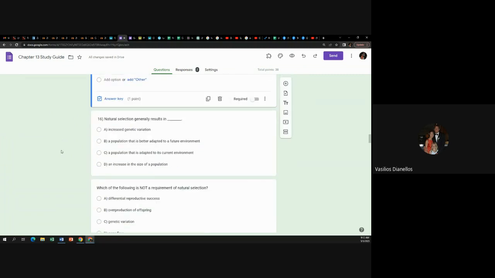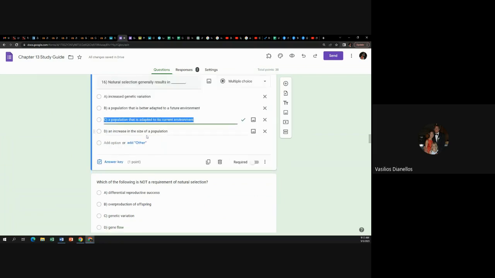All right, natural selection generally results in this one: a population that is adapted to its current environment. One could argue B is correct, because if natural selection works the way it's supposed to, then it will be adapted to its current environment. But what this option is saying is that the population is currently adapted to its future environment. That'd be like saying the squirrels on WVSU's campus are adapted now for what it's going to be like in 200 years, which isn't correct, right? That's not how it works. And this is the wrong answer that most people usually choose.